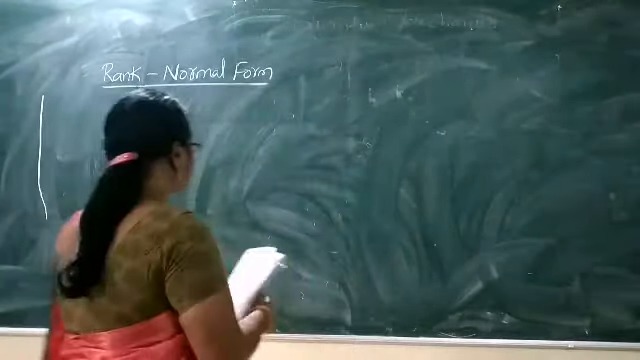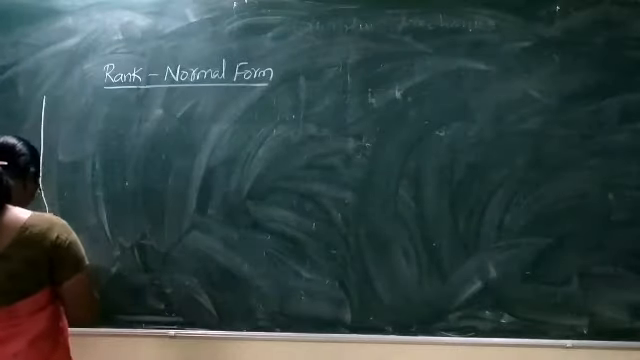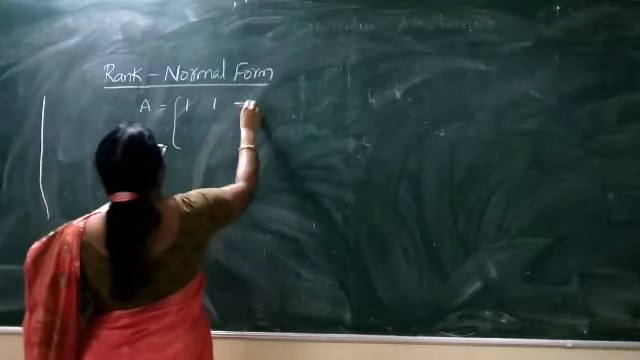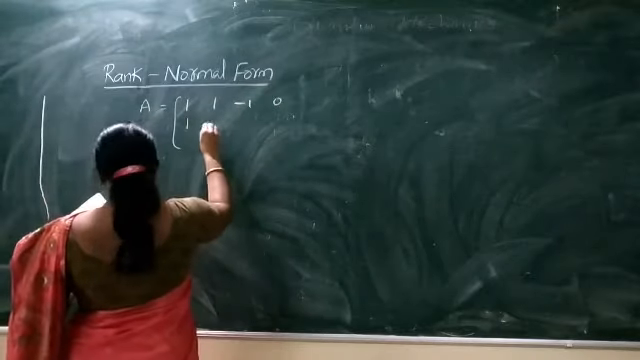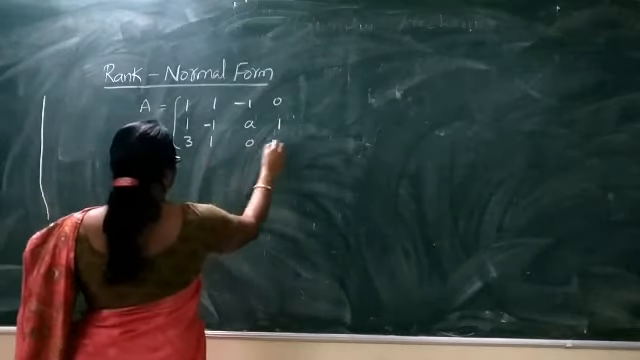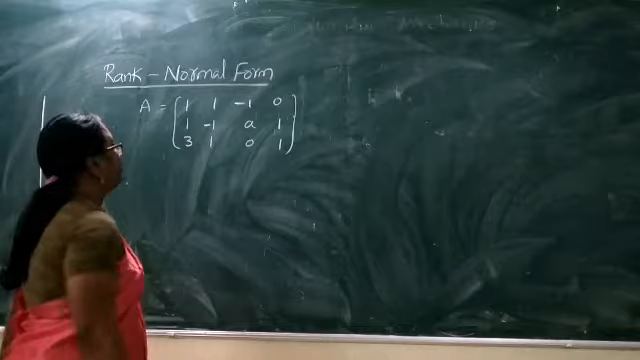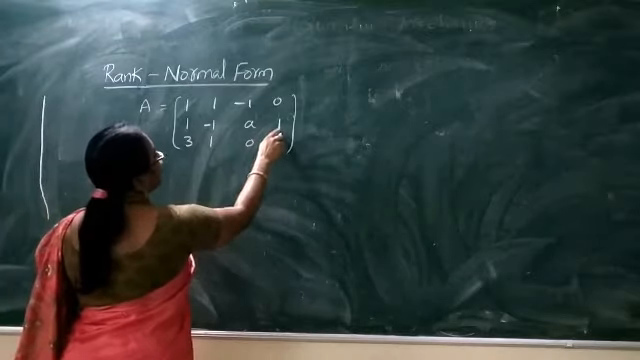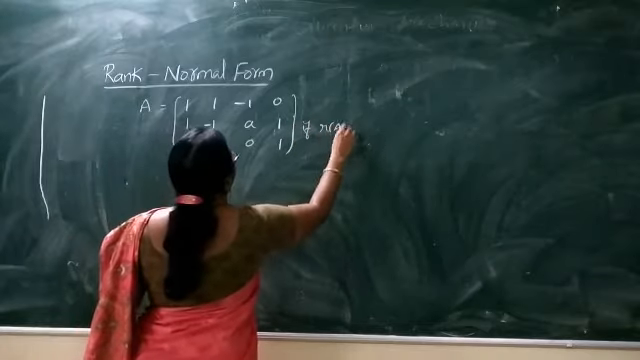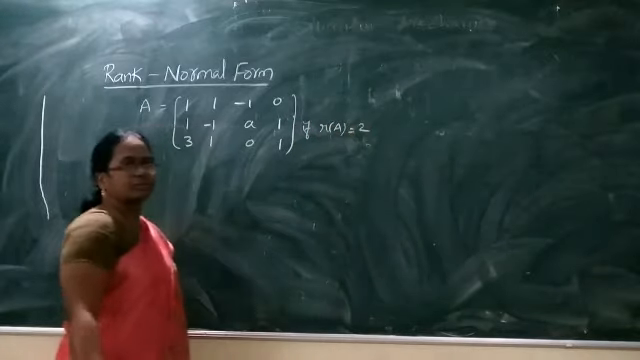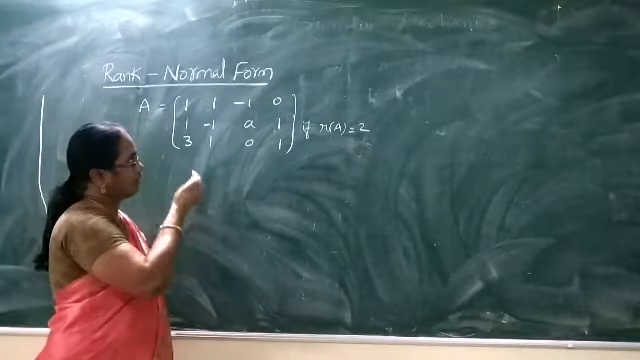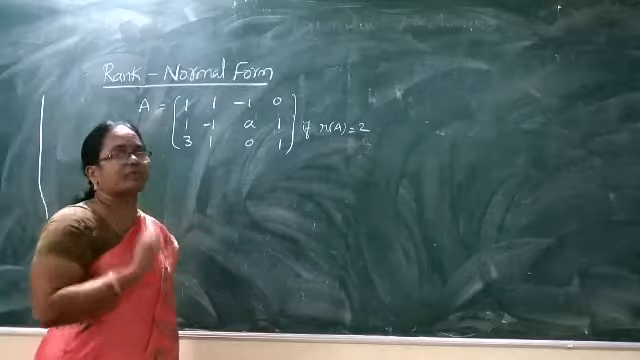Right? So the problem is the matrix A is equal to first row 1 1 minus 1 0, second row 1 minus 1 A 1, third row 3 1 0 1. Right? So in the third column, in the second row, we can see a constant A. In the problem, it is given that the rank of the matrix is equal to 2, and we have to calculate the constant A. So we can apply either the rank definition or the echelon form method.